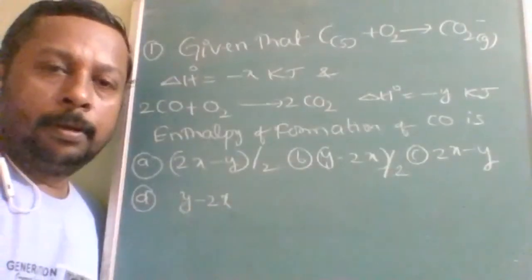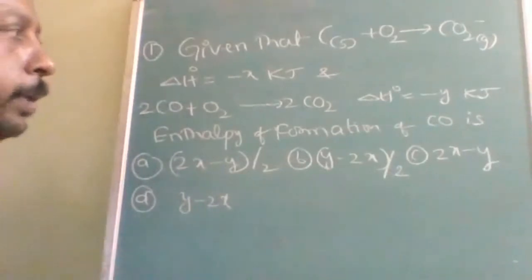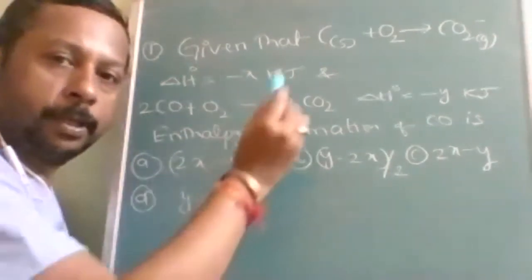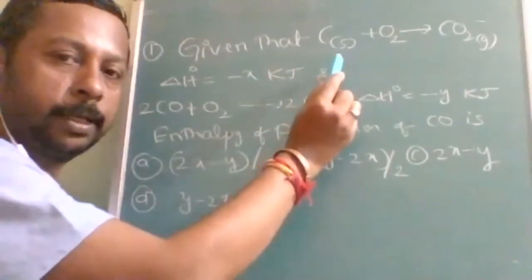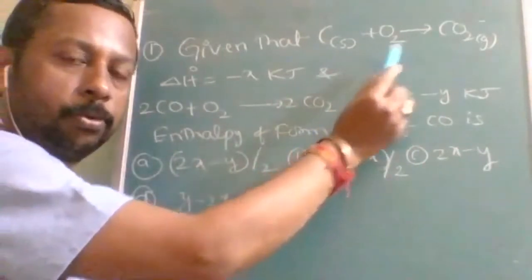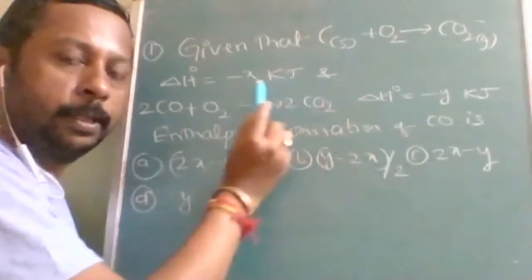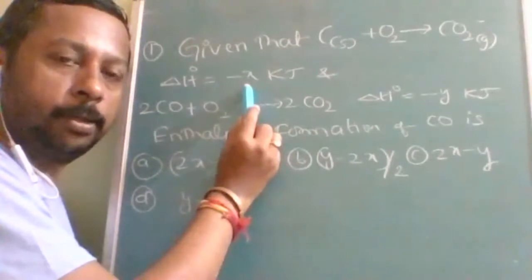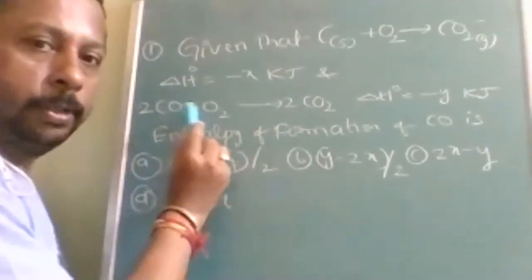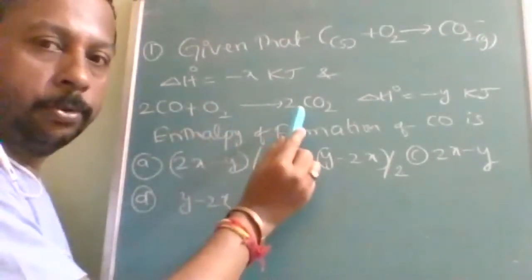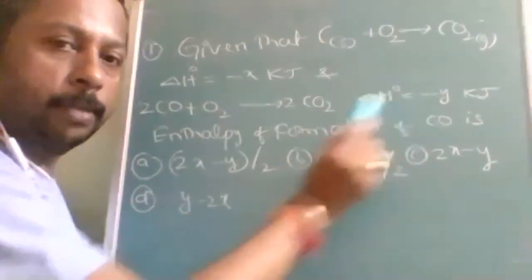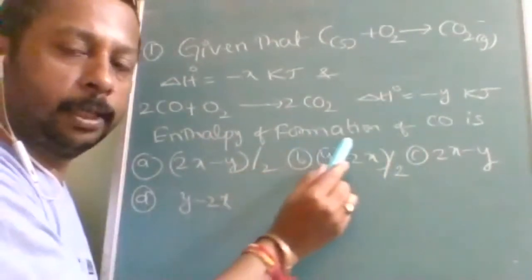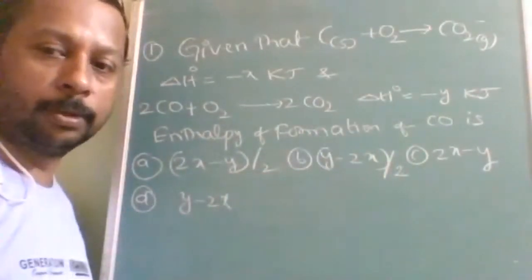Okay, here comes the first question. In this, two equations are given. How many equations are given? Two equations are given. Carbon solid plus O2 gives CO2, for which delta H is minus x kilojoules. And 2CO plus O2 gives 2CO2, delta H naught is minus y. We have to find out the enthalpy of formation of carbon monoxide.